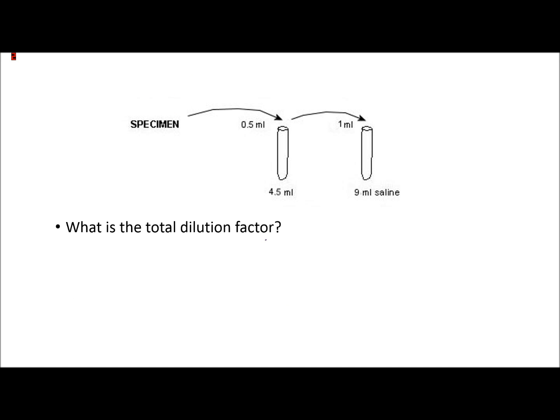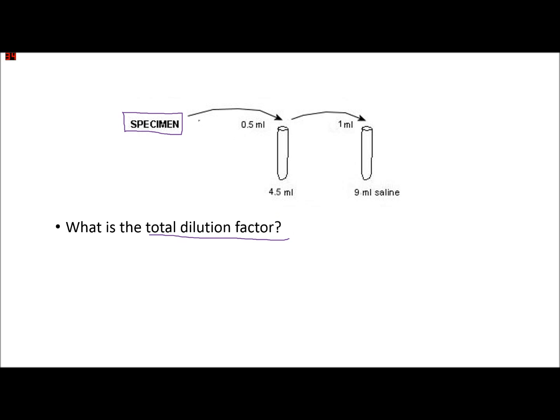Here's another dilution question that's asking about the total dilution factor at the end of a serial dilution. So here we have some specimen, and it doesn't give us a starting concentration, which doesn't matter. It's just asking about the total dilution factor at the end. So just like the other ones, this is just the same that we've been doing. It's just the numbers are a little bit different. Don't let the numbers confuse you.